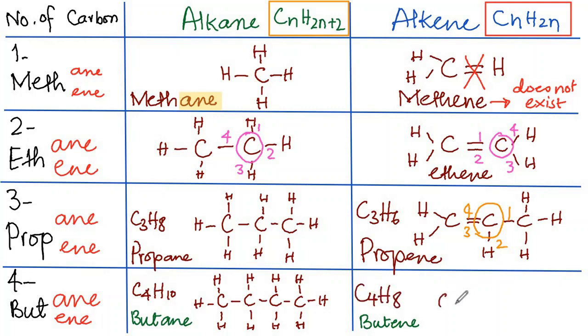The general formula could be applied to find out the molecular formula, which is C4H8. Drawing the structure, we can have a double covalent bond between 2 carbon atoms, and then the rest of the covalent bonds are single.